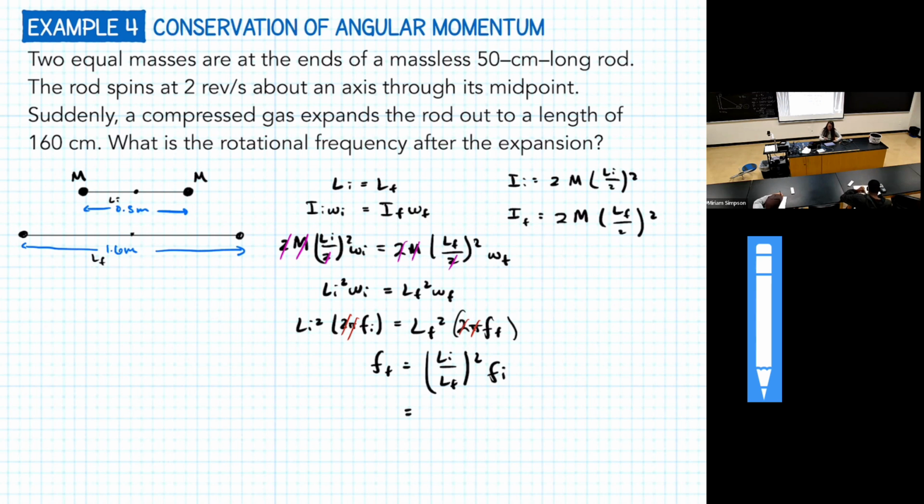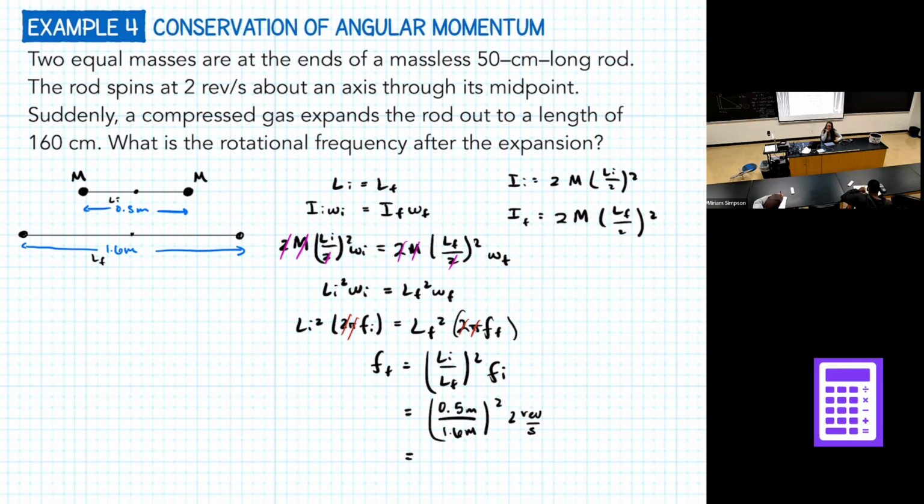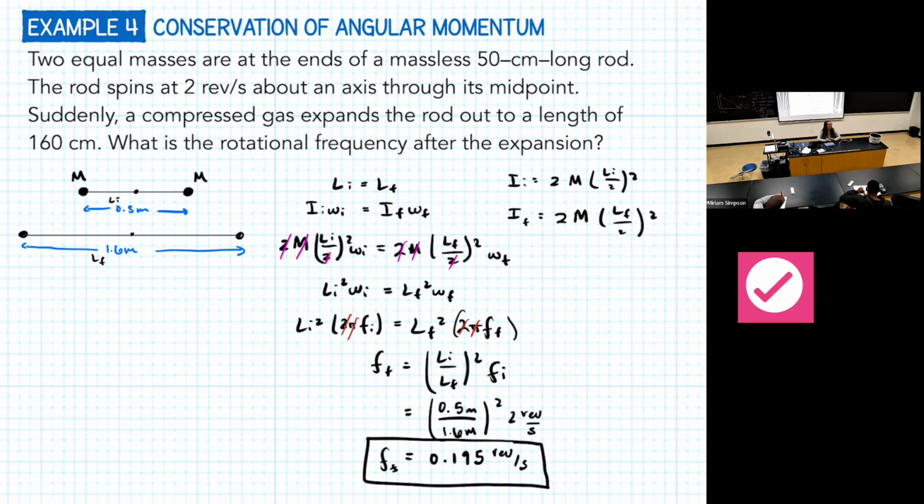L initial is 0.5 meters and L final is 1.6 meters. We square this ratio, and that's times 2 revolutions per second. Do we expect this to be getting bigger or smaller? Smaller. Once we plug it in, it gives us 0.195 revolutions per second. We have it in frequency instead of angular speed just because that's what the problem asked for.